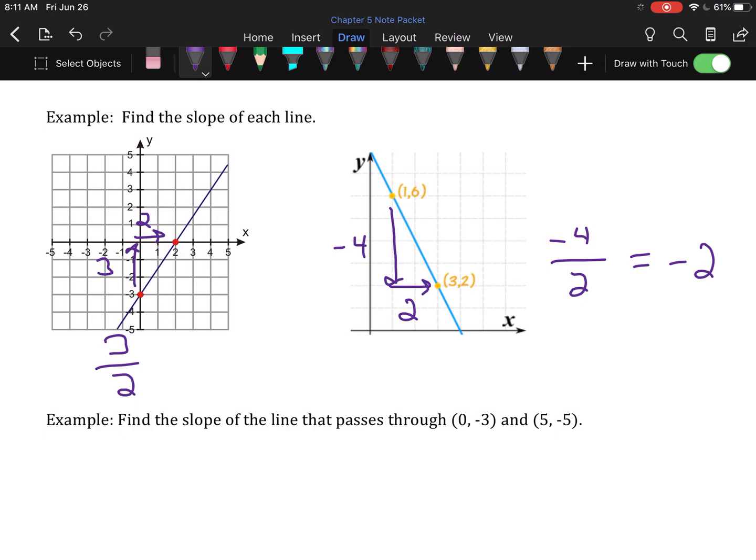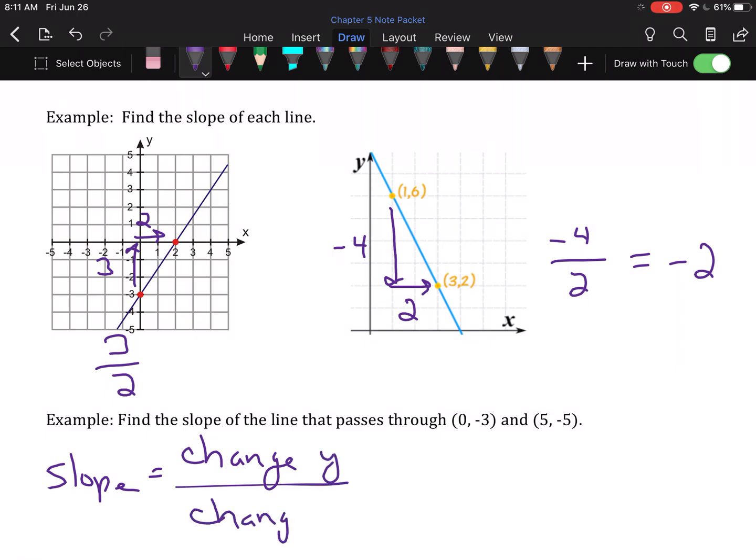Find the slope of the line that passes through 0, negative 3, and 5, negative 5. Okay. So slope is from, and this is from above, the change in the y's over the change in the x's. So we could do this without graphing. The change in the y's. So let's just say that we're changing from this ordered pair to this ordered pair. We're changing from 0, negative 3 to 5, negative 5.